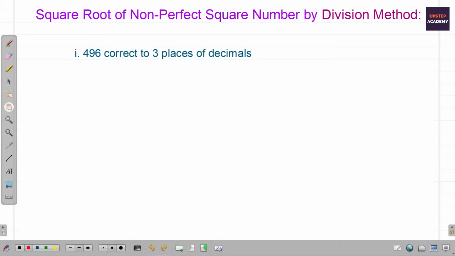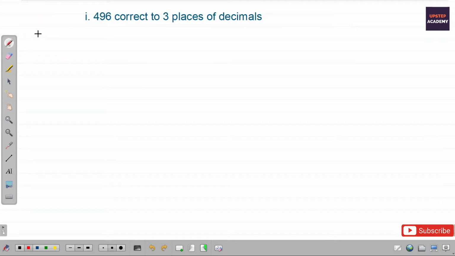Hey guys, this is Mahesh, and in this tutorial we are going to see how to find out the square root of a non-perfect square number by the division method. Okay guys, so let us start to solve this example.